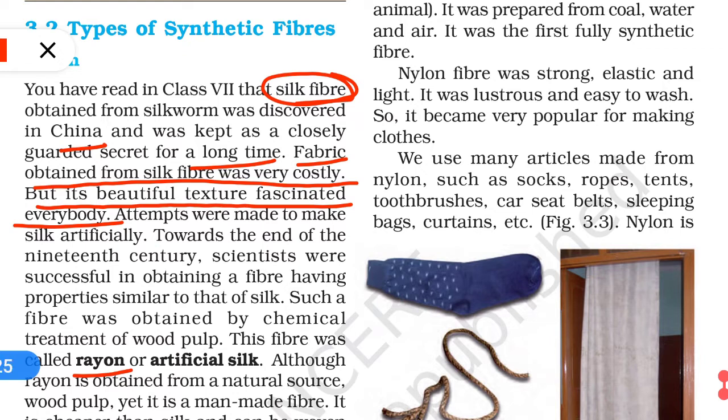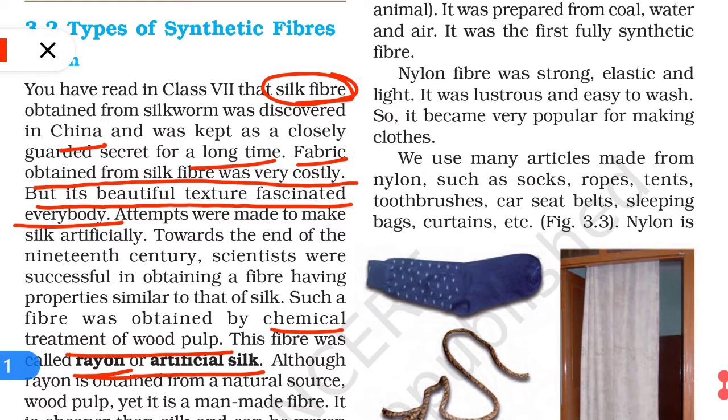So many scientists attempted to produce a fiber chemically similar to silk, and finally at the end of the 19th century, the scientists became successful in producing a fiber which was similar to silk, and this was made by the chemical treatment of wood pulp. Such a fiber was called artificial silk or rayon. So what is rayon? Rayon is just a copy of silk, or we can say an artificially produced fiber which resembles silk. That's why it is called artificial silk.